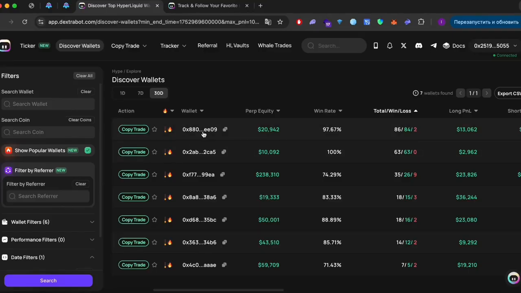And of course, it makes sense to copy trade wallets that have already proven themselves over time and have a lot of trades. Ideally, a wallet should have at least 10 trades. But of course, the more the better. Now we've filtered and we see that this wallet is at the top. Let's just open it by clicking on it.